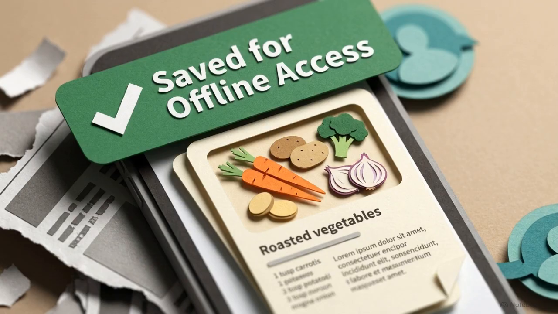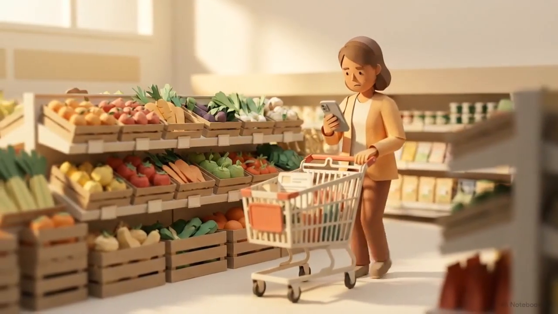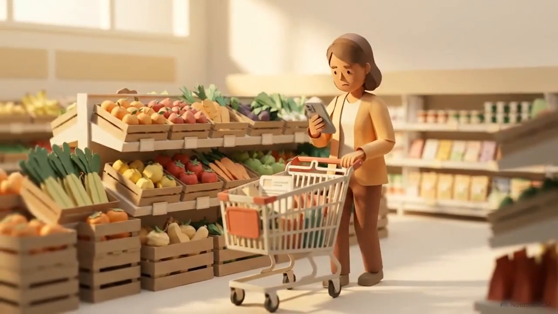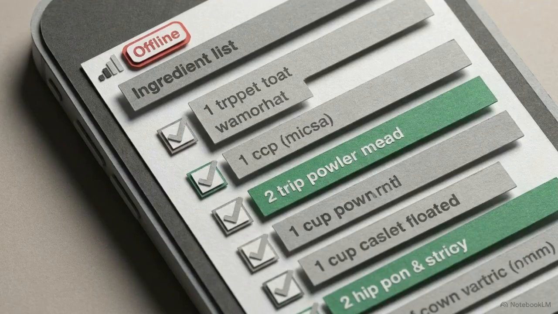Because Cuinatelia is built as a progressive web app, it caches your data locally using service workers. This offline mode means you can pull up your ingredient list in the middle of a grocery store aisle, even if you have zero cell service.